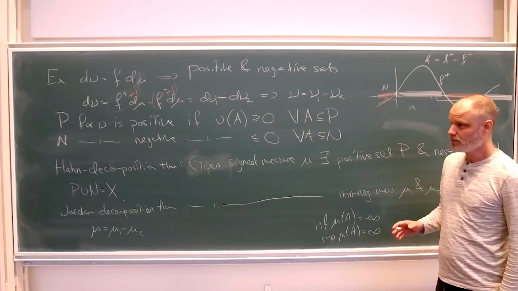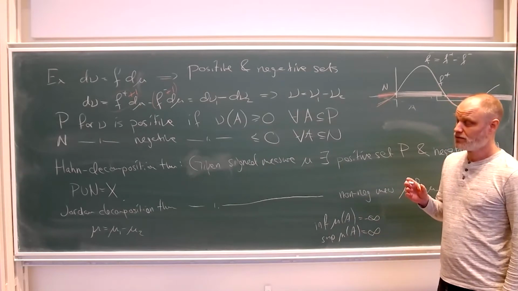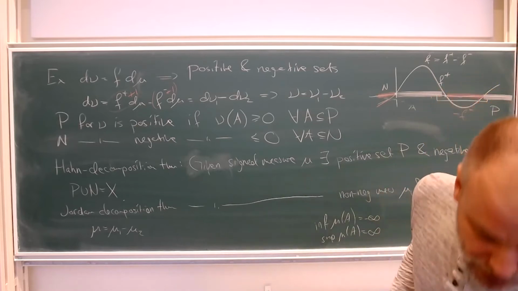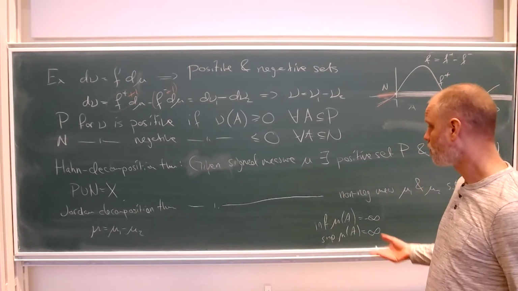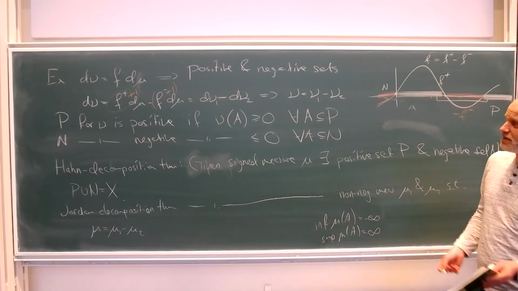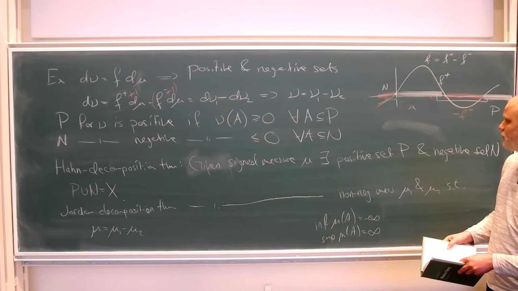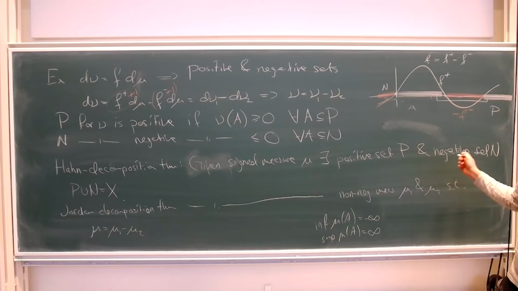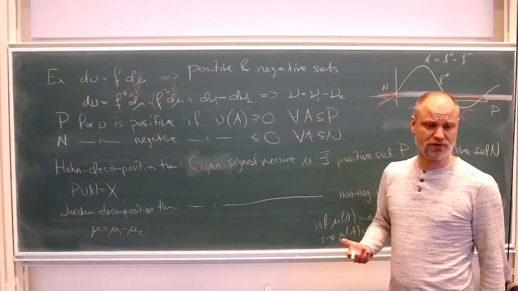So the lemma 4.14, well, the lemma is not so interesting. It basically states that there are negative sets. Given a signed measure, we can find sets which are positive and negative in this definition, which are non-trivial.